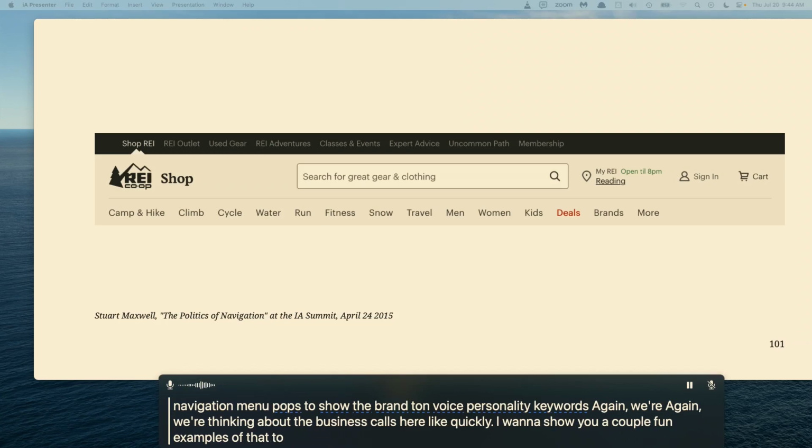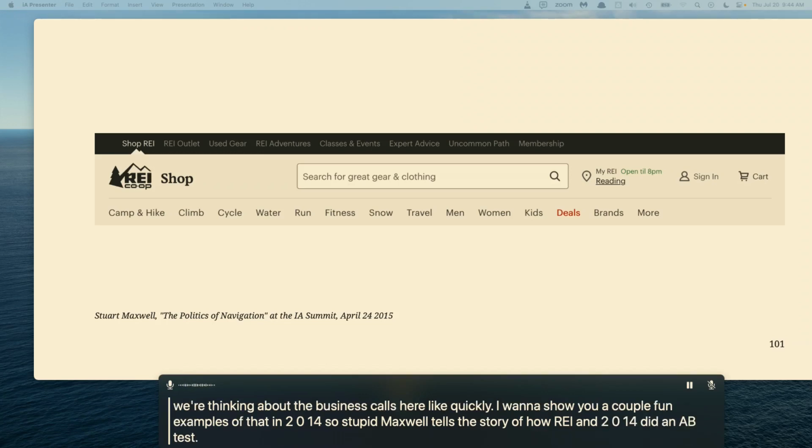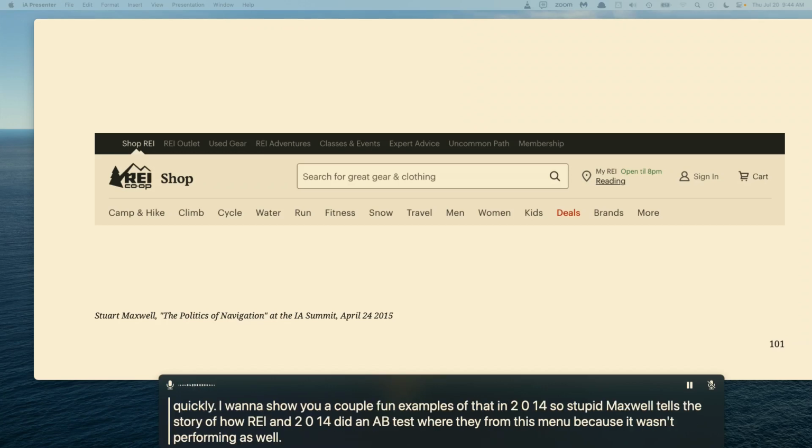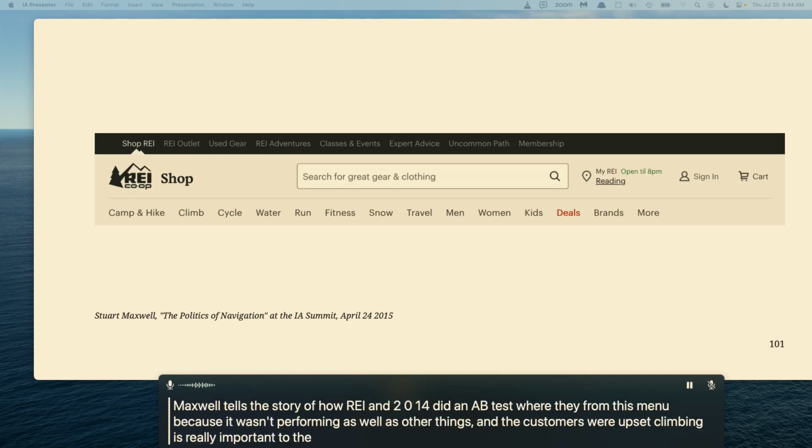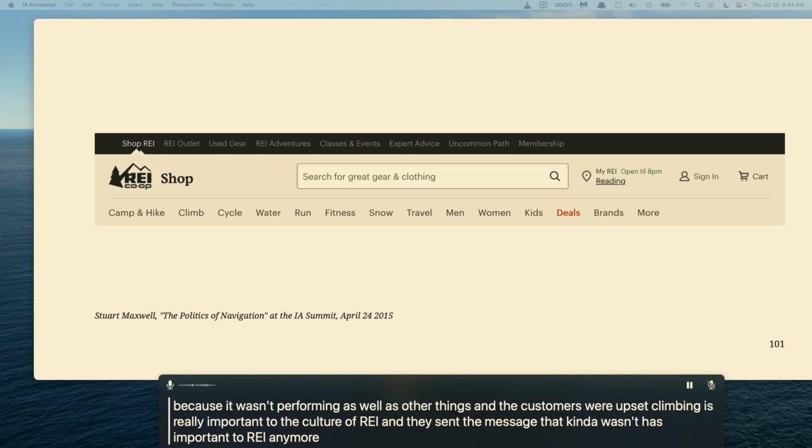In 2014, Stuart Maxwell tells the story of how REI did an A/B test where they removed the word climb from this menu because it wasn't performing as well as other links. But customers were upset. Climbing is really important to the culture of REI, and this sent the message that climbing wasn't as important to REI anymore. So they changed it back pretty quickly.